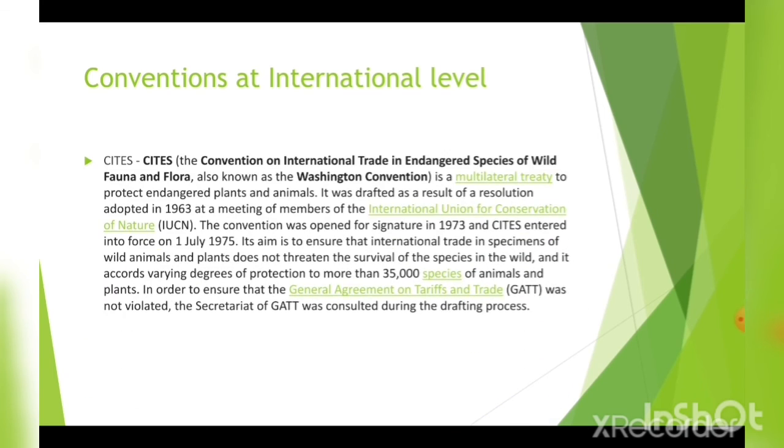Now, conventions at international level. CITES. CITES, the Convention on International Trade in Endangered Species of Wild Fauna and Flora, also known as the Washington Convention, is a multilateral treaty to protect endangered plants and animals. It was drafted as a result of a resolution adopted in 1963 at a meeting of members of the International Union for Conservation of Nature.